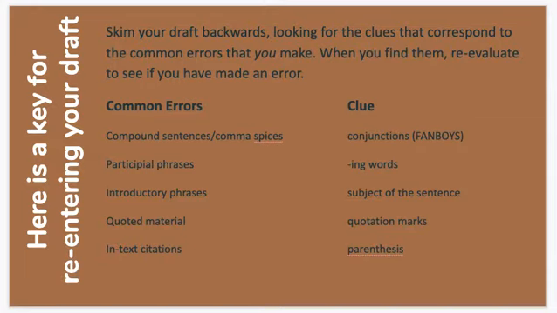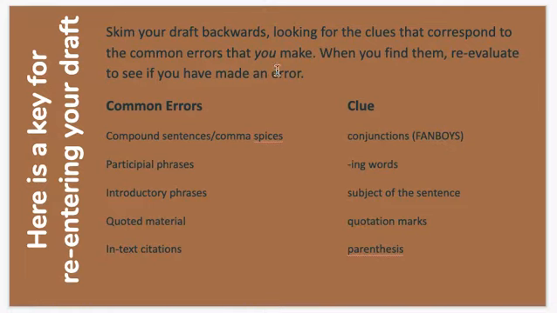Now, for example, the first one, I misspelled splices. Whoops. The first one here, compound sentences, comma splices. Your clue here is conjunctions. So if you're taking two complete sentences and putting them together, you need to do that with a conjunction. Those conjunctions are the FANBOYS: for, and, nor, but, or, yet, and so.